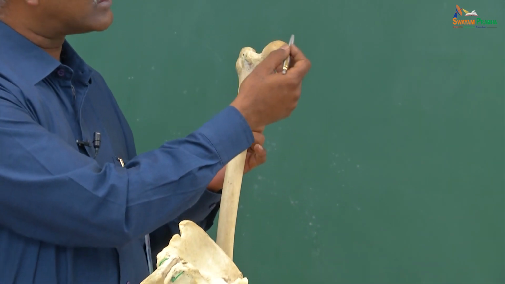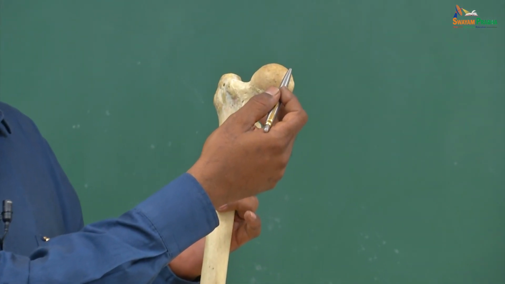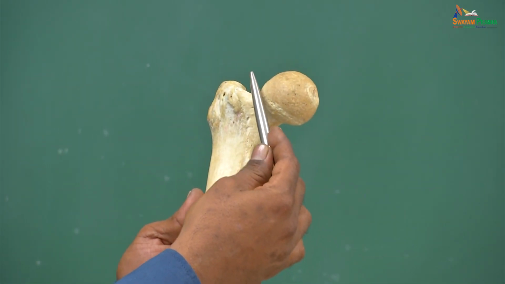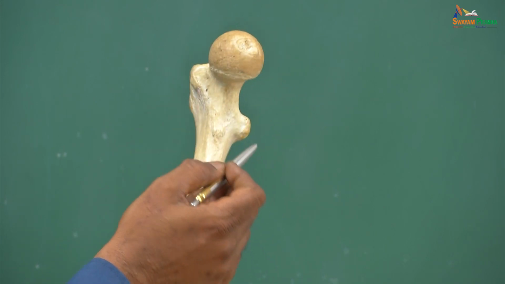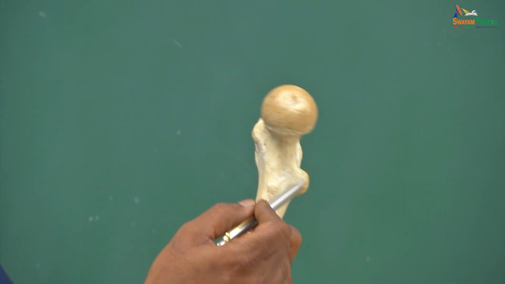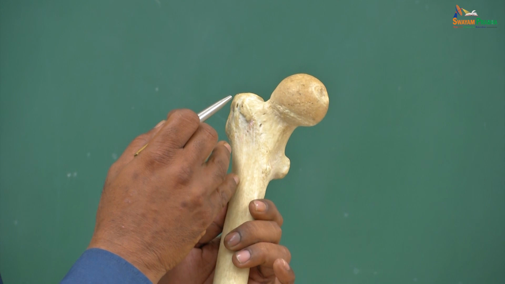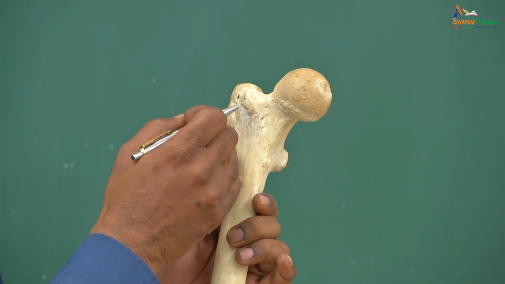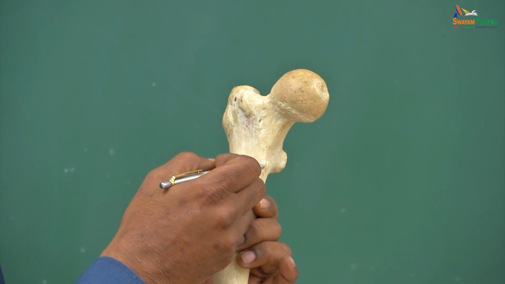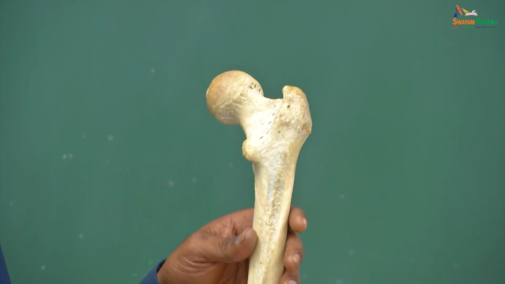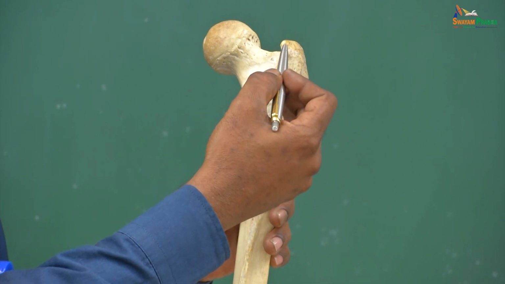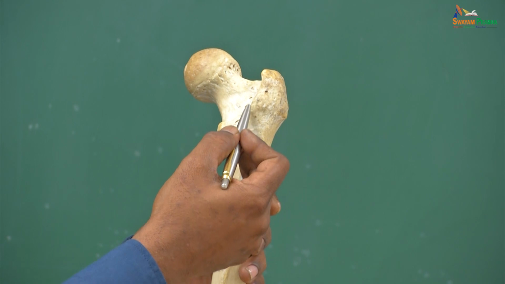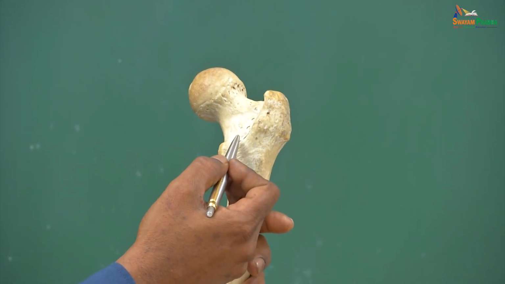This is the smooth articular surface which articulates with the articular surface in the acetabulum. This is the neck of the femur. This is the greater trochanter and this is the lesser trochanter. A line extends from the greater trochanter to the lesser trochanter on the anterior aspect, and this is called the intertrochanteric line. On the posterior aspect, a thickened ridge extends from the greater trochanter to the lesser trochanter, and this is called the intertrochanteric crest.